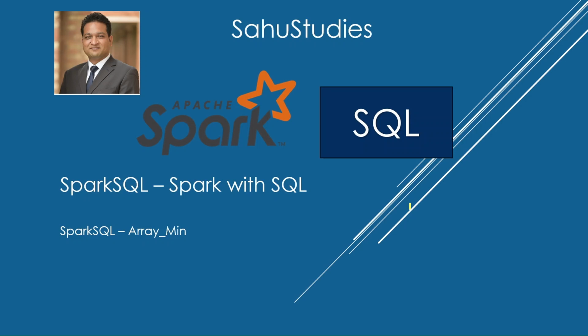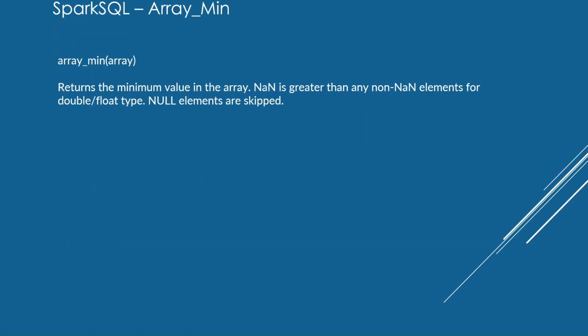In this video, we are going to discuss the array_min function in Spark SQL. What does the array_min function generally do? Let's first discuss the signature of the array_min function. The signature of array_min is this one, and it takes only one argument, that is, an array.